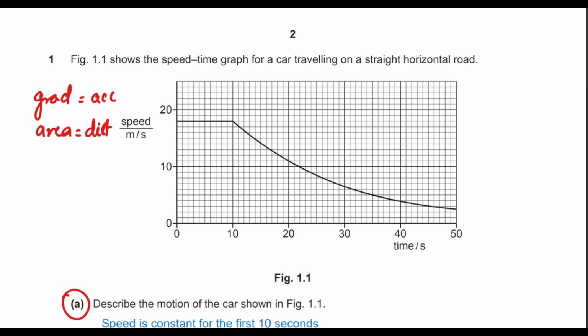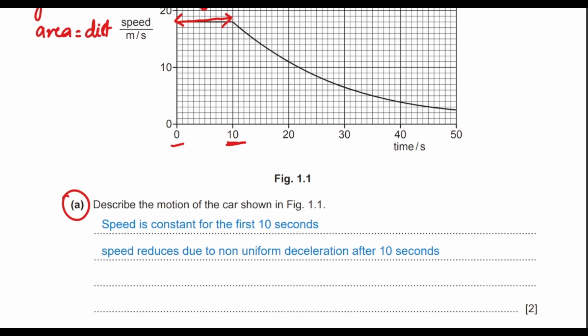Now, how do you describe the motion? You just have to talk about the graph in terms of how the object may be moving. So we can say that in the first section, the speed is constant. To show the examiner how we are representing this, we need to talk about the time as well. So you will write down that for the first 10 seconds, or from time t0 to t10, the object was moving at a constant speed.